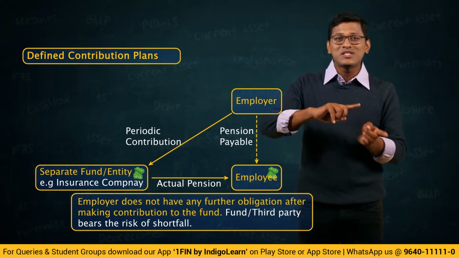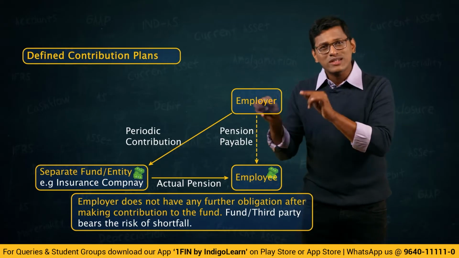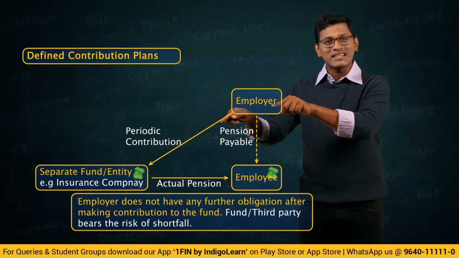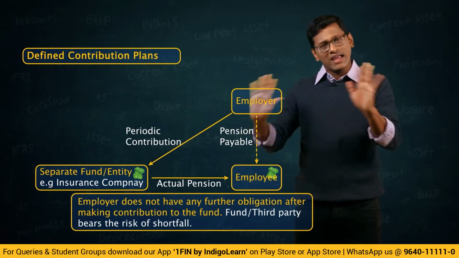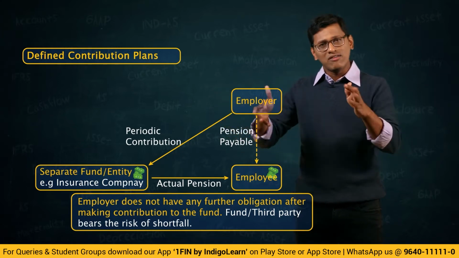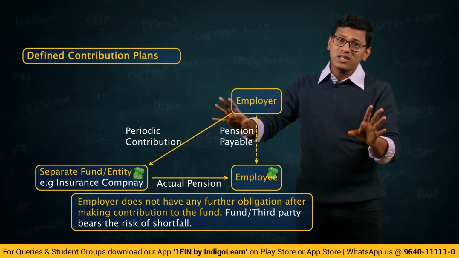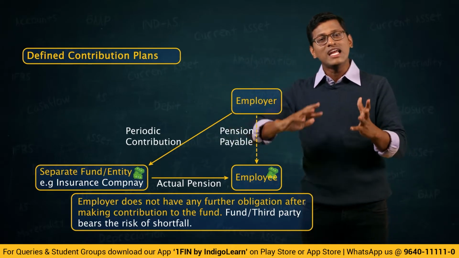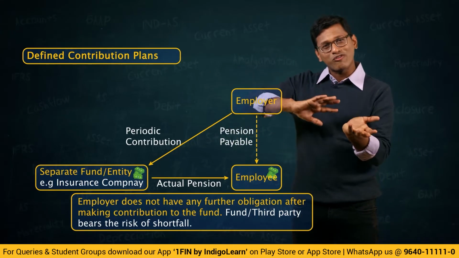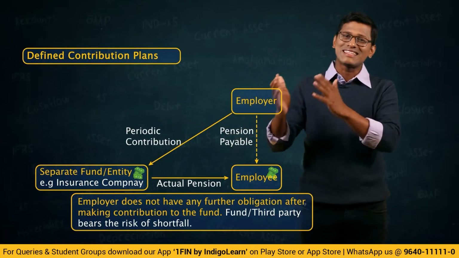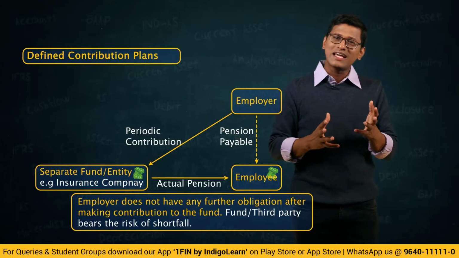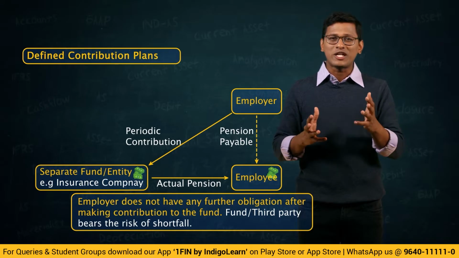So basically, who is bearing the risk now? The insurance company is taking over that risk and saying, look, I will pay. You give me this money, I will earn, I will pay. Even if I don't earn, out of my money, I will pay. So basically, it's the business of the insurance company to actually manage things like this. So this kind of plan is called a defined contribution plan.